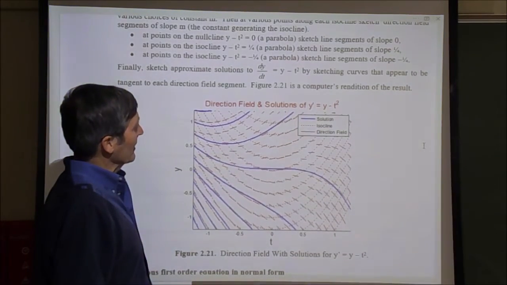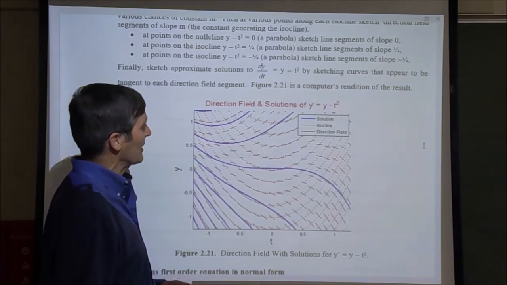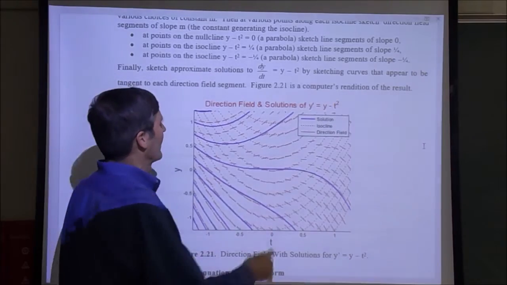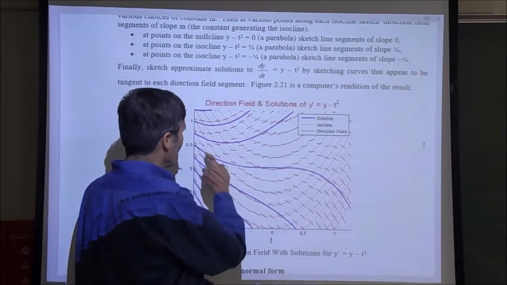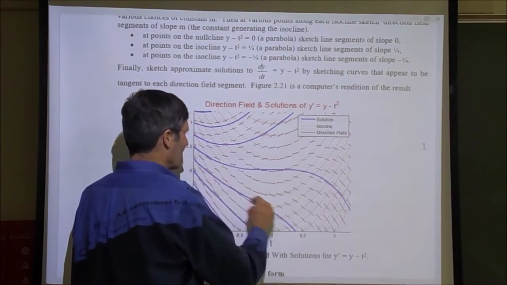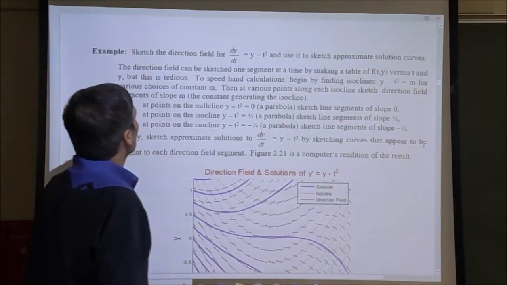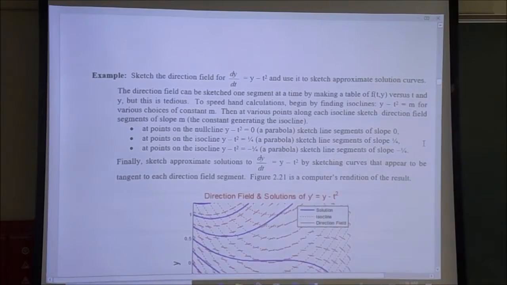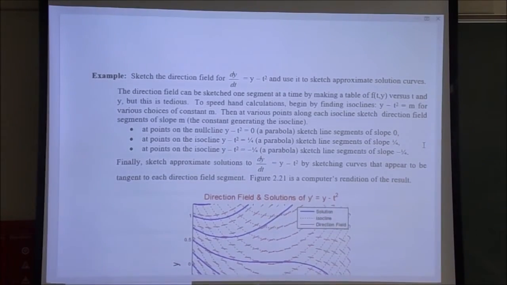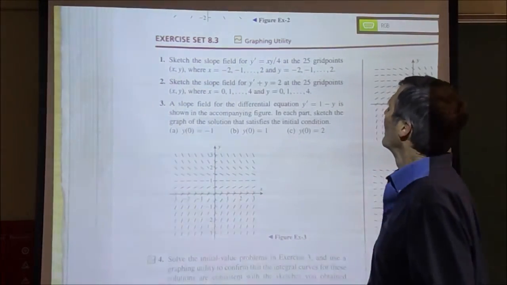Alright, so the object here is when you get a differential equation, maybe you can't find the solutions, you can still get an idea how they move by drawing this direction field and trying to make curves that are tangent to each line segment in it. Well, there's some nice examples in the book also. Let me look at one. Here's one out of a homework set.